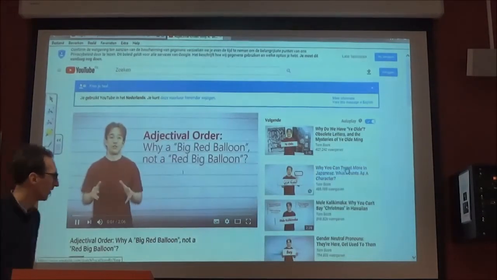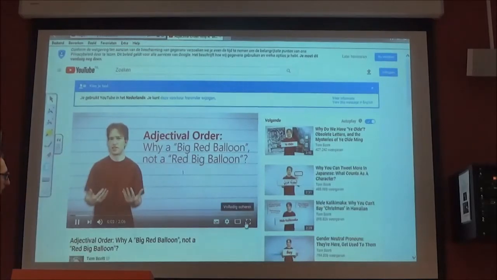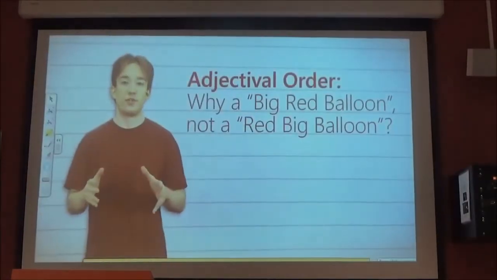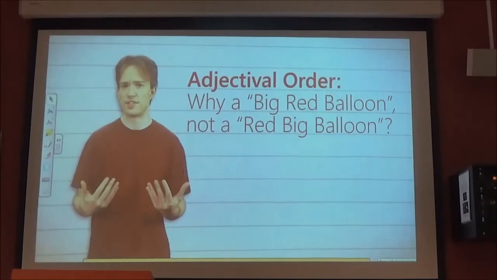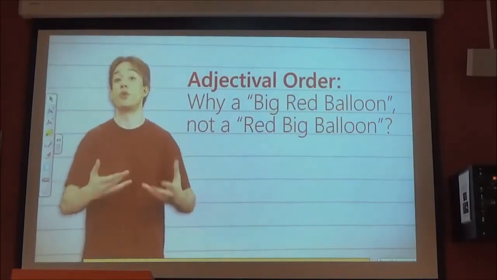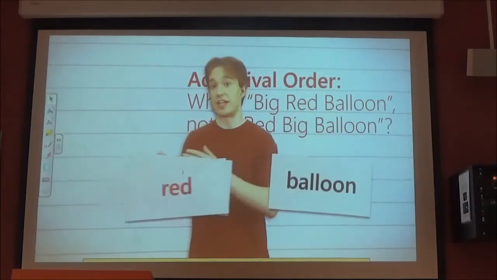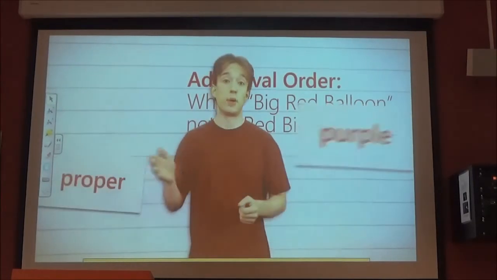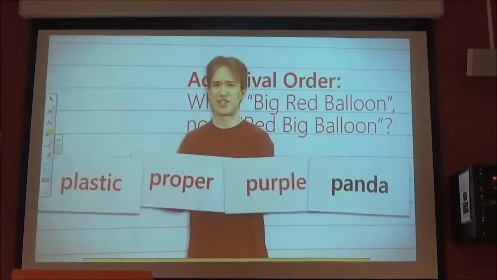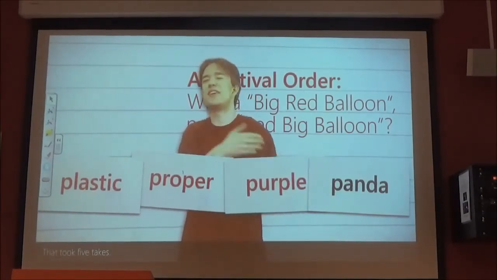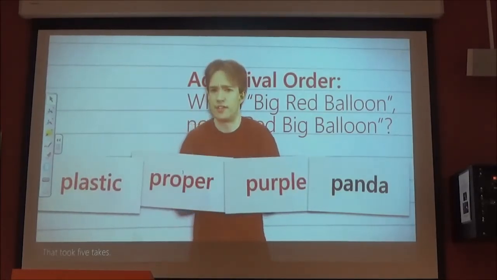The order of adjectives is one of those wonderful linguistic things that no one really notices until it's pointed out to them. In English, you can have a big red balloon, but not a red big balloon. You can have a proper purple plastic panda, but not a plastic proper purple panda. I mean, you can, but it sounds off, it sounds wrong.